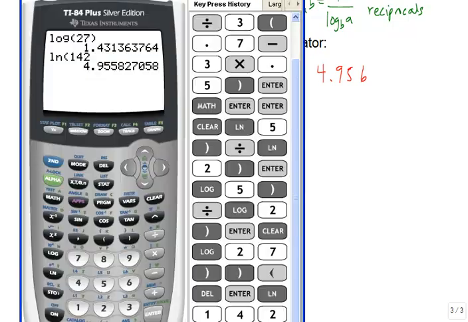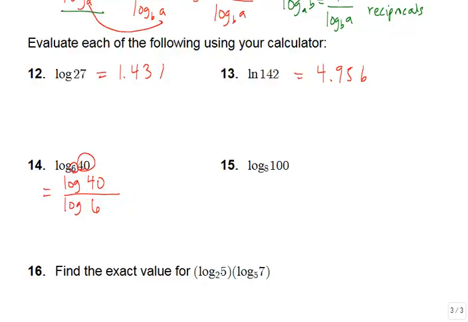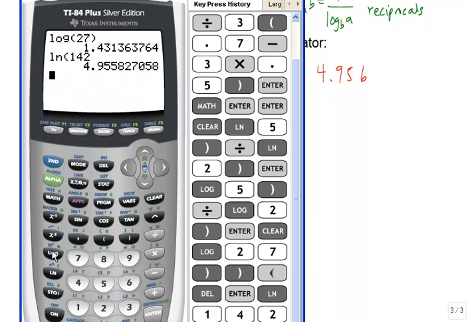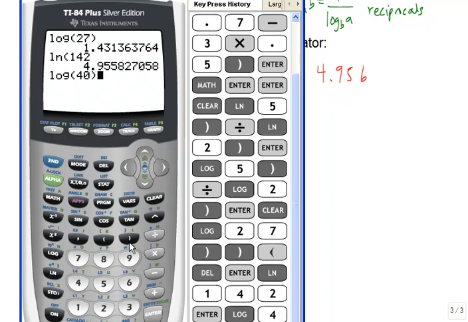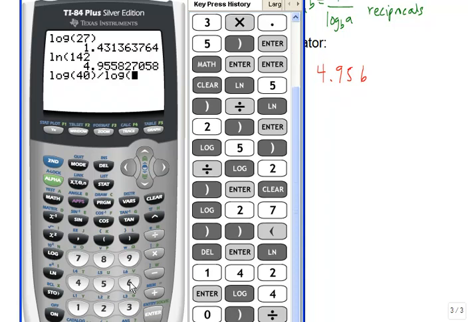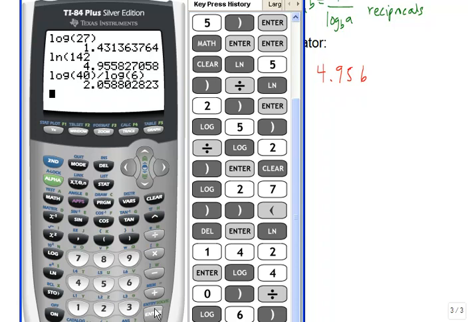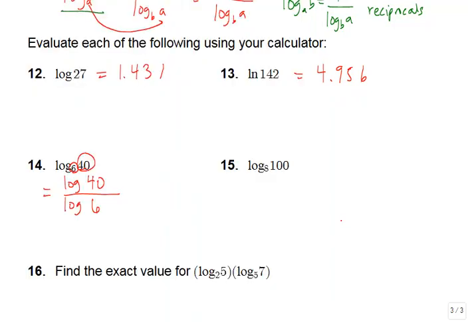So on my calculator, we would have log of 40 divided by log of 6. And we get 2.059, rounding off.